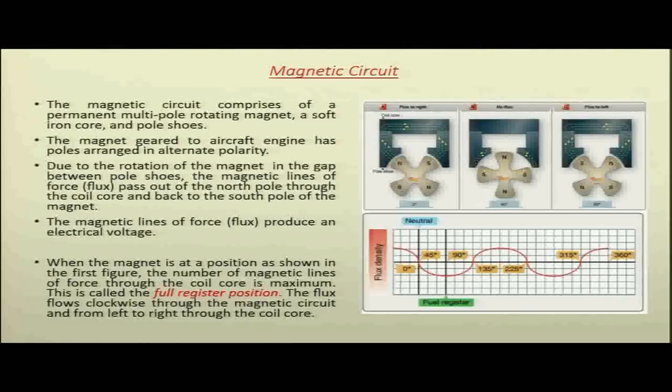In this position you have the maximum magnetic lines of force passing through the coil core. This particular position is called the full register position, and the magnetic flux is flowing clockwise through the magnetic circuit, from left to right through the coil core. So this is the full register position, the first figure, in which you have the maximum magnetic lines of force passing through the coil core, moving from left to right.